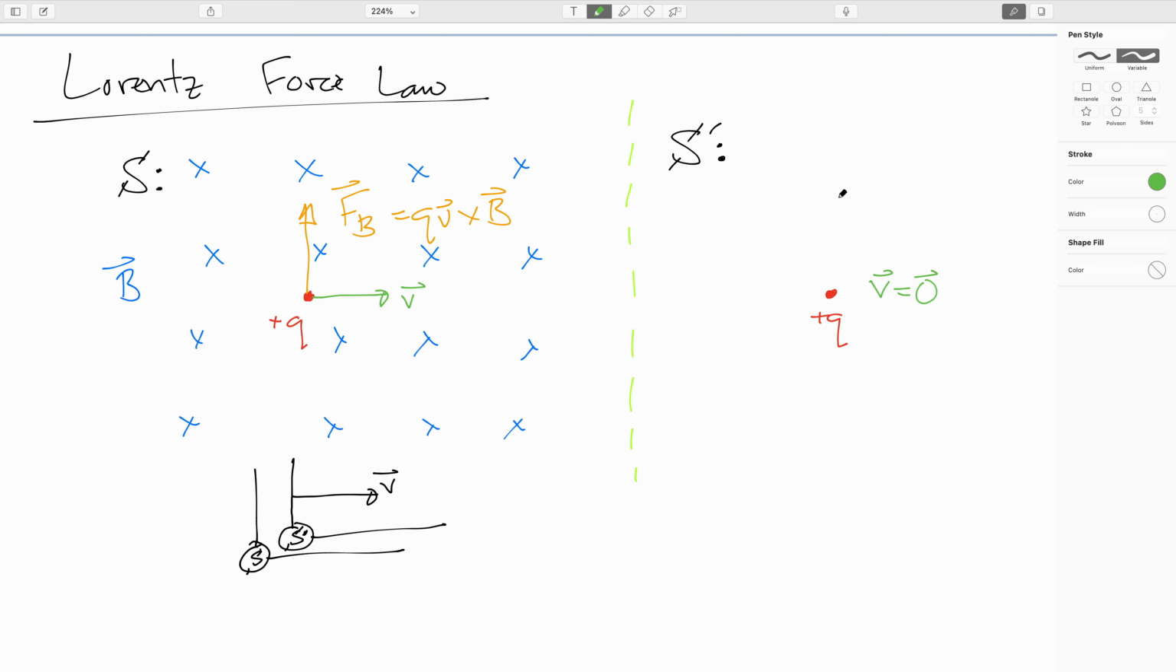So we've got the same issue here. You and Tony Hawk both agreed the ball felt a force of gravity. Here, we definitely have to agree that the charge felt a force. And it's got to be the same force, so I'm going to just draw that. But now, if you're S prime and you're saying that the charge isn't moving, at least initially, what are you going to blame the force on? Pause the video and come back with your idea.